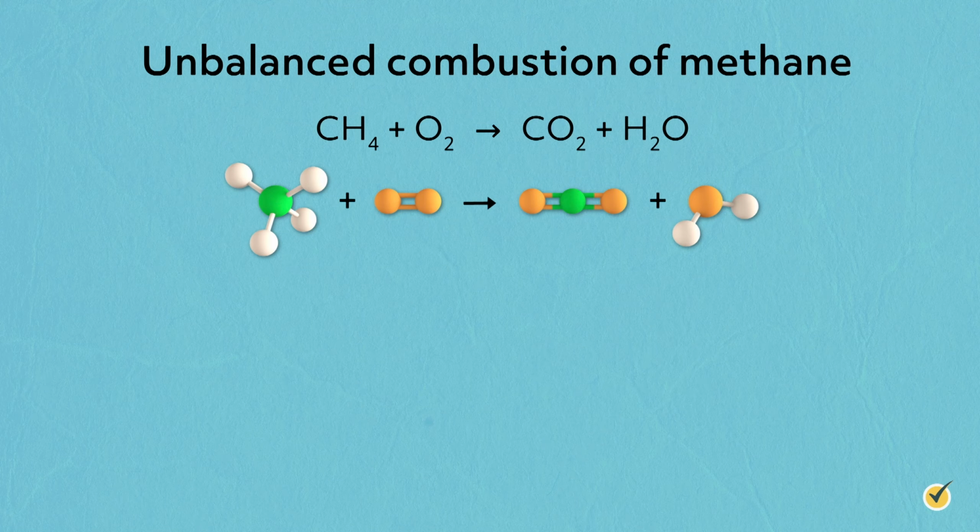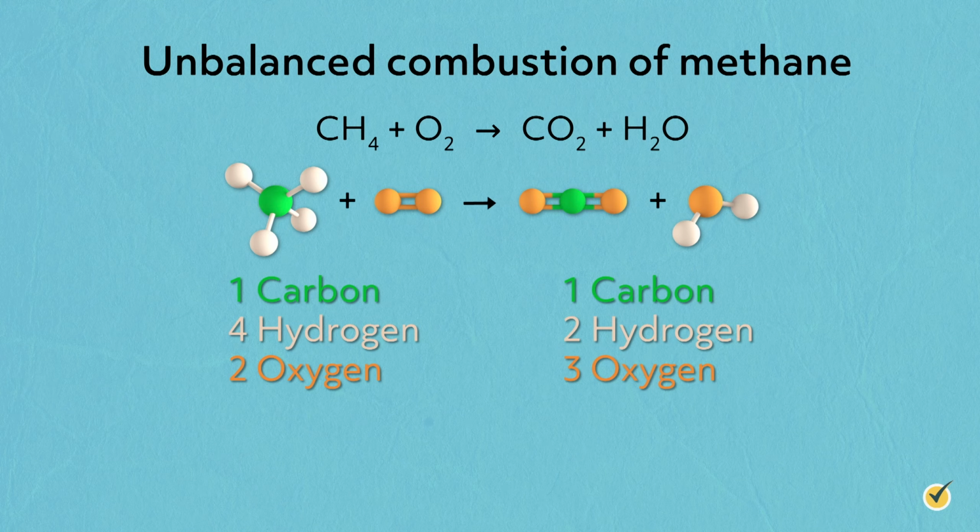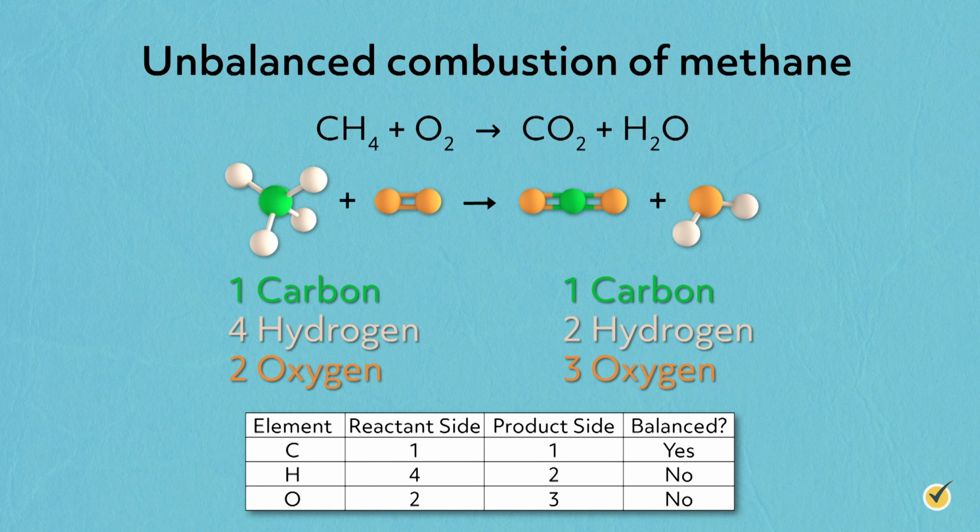Now, while this equation accurately represents the chemical identity of the reactants and the products, it's unbalanced. If we count the atoms on each side of the reaction, we'll discover they are not equal. It's often helpful to keep track of our atom count in a table. While counting, remember the subscripts, the 4 in methane, 2 in oxygen, 2 in carbon dioxide, and 2 in water. They denote the number of atoms of the element preceding the subscript within the compound.